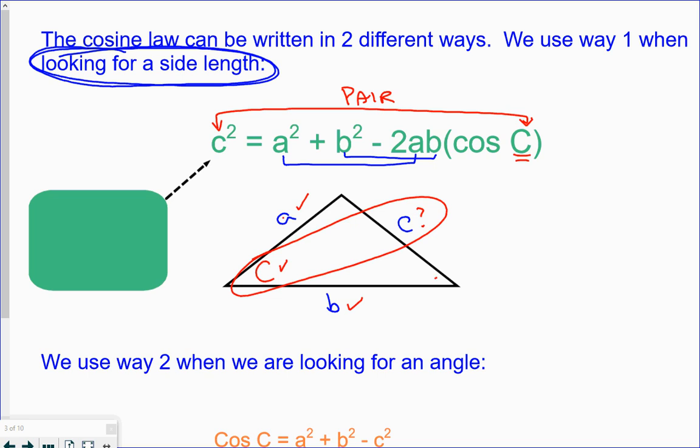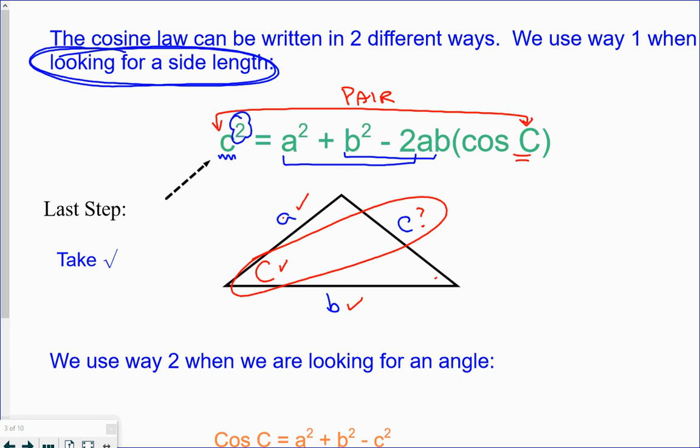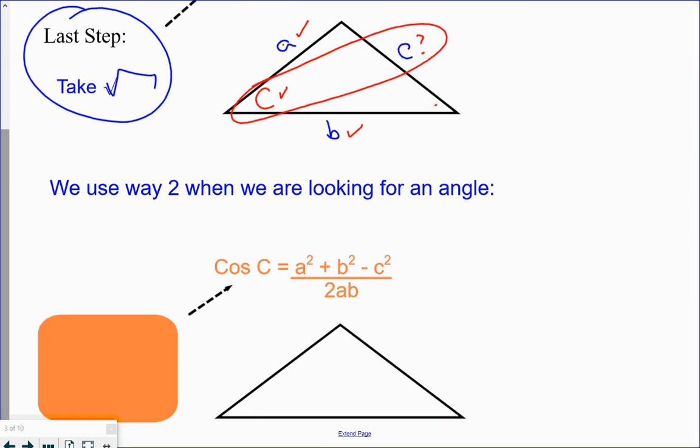Now this is also going to be 2 steps, and the reason I know that is because this will find you c squared. So how do we get rid of a square? We square root. So in your last step, remember, you're going to take the square root. Okay? So 2 steps. Now, what if we're looking for an angle?